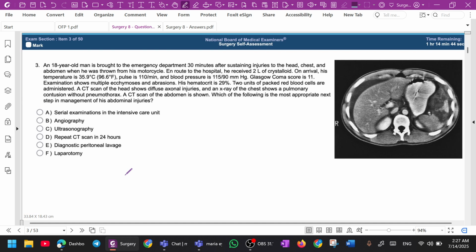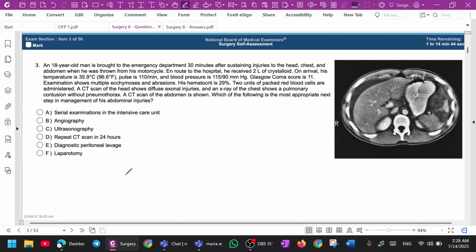An 18-year-old man is brought to the emergency department 30 minutes after sustaining injuries to the head, chest, and abdomen when he was thrown from a motorcycle. En route to the hospital, he received 2 liters of crystalloid. On arrival, his temperature is 35, pulse is 110 per minute, blood pressure 115 by 90, and GCS score is 11. Examination shows multiple ecchymoses and abrasions.